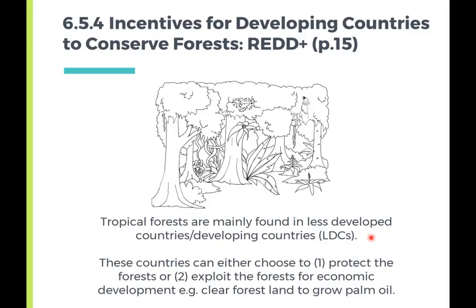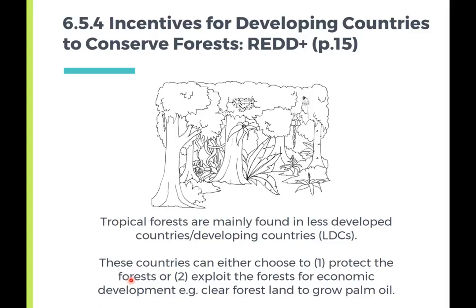And these countries can either choose to protect the forest or exploit the forest. So the first option is to choose to protect the forest. Now, if they choose to protect the forest, it will be great for the environment. You protect the biodiversity. And we also know that forests are carbon sinks. So forests can absorb carbon dioxide from the atmosphere and help to reduce global warming. So this is a great scenario for the environment.